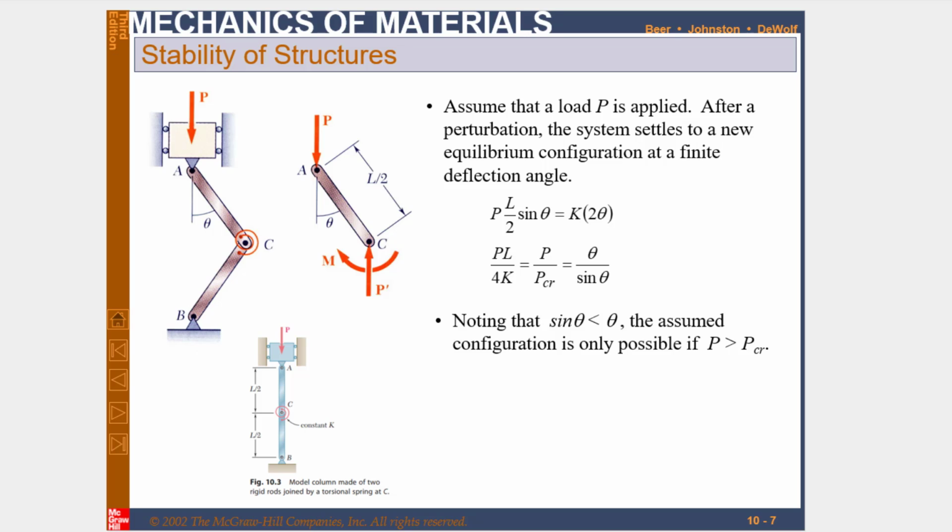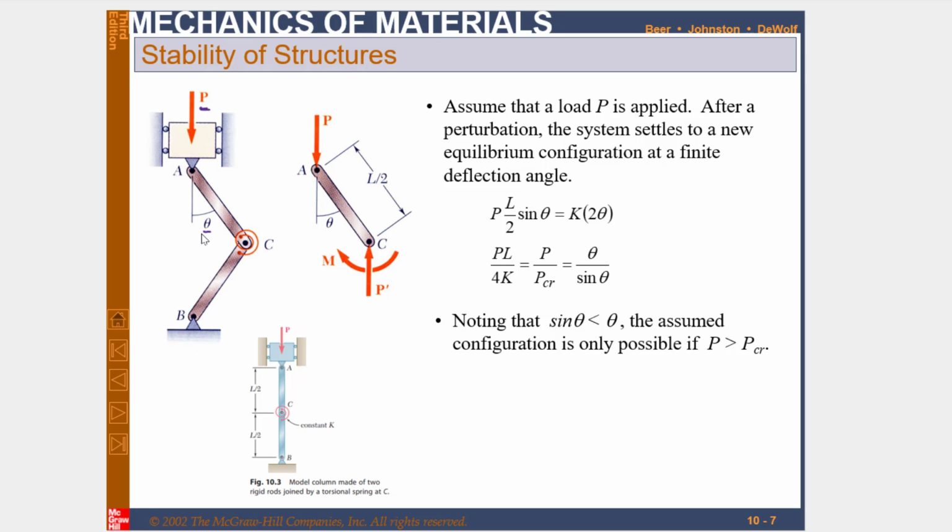Now we have the same model that is made up of two rods joined by a torsional spring at C. If we increase the force P, initially the angle was delta theta. Now by increasing more load, the angle will be greater, or it will be finite, and it is represented by theta. So assume the load P is applied on the system. After a small perturbation, the system will settle to a new equilibrium condition that can be seen over here. The system settled to a new equilibrium configuration at a finite angle.